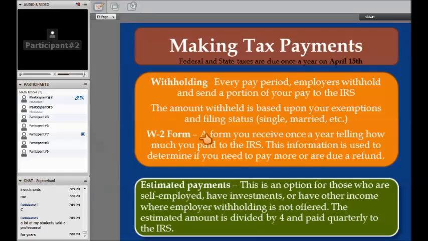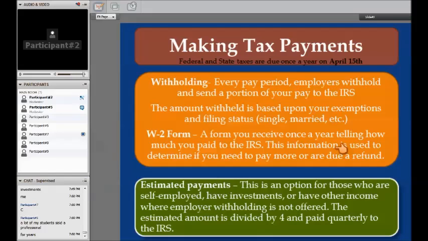A W-2 form, that's going to be the form that you receive once a year telling you how much you paid to the IRS already. You're going to use the information on this form in order to either fill out your 1040-EZ or use in your tax software, or if you're going to go to a tax professional, you would give them that W-2 form.